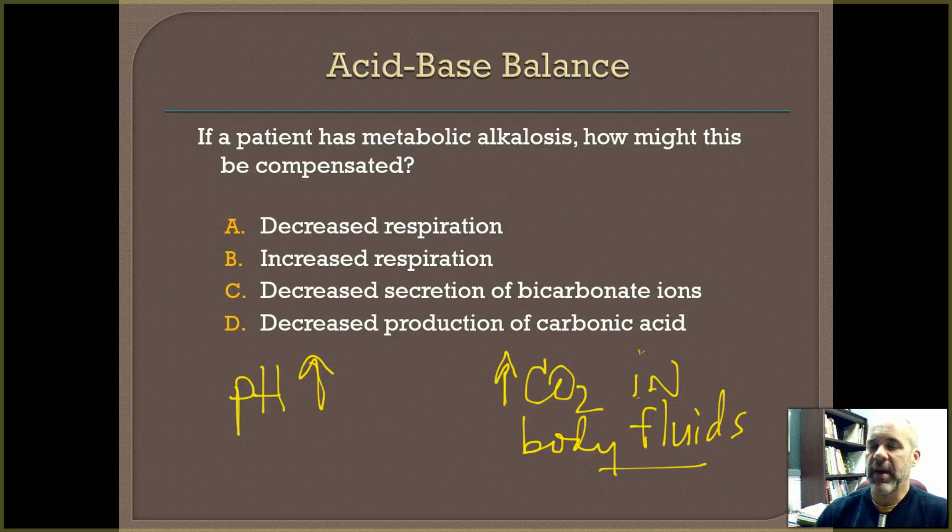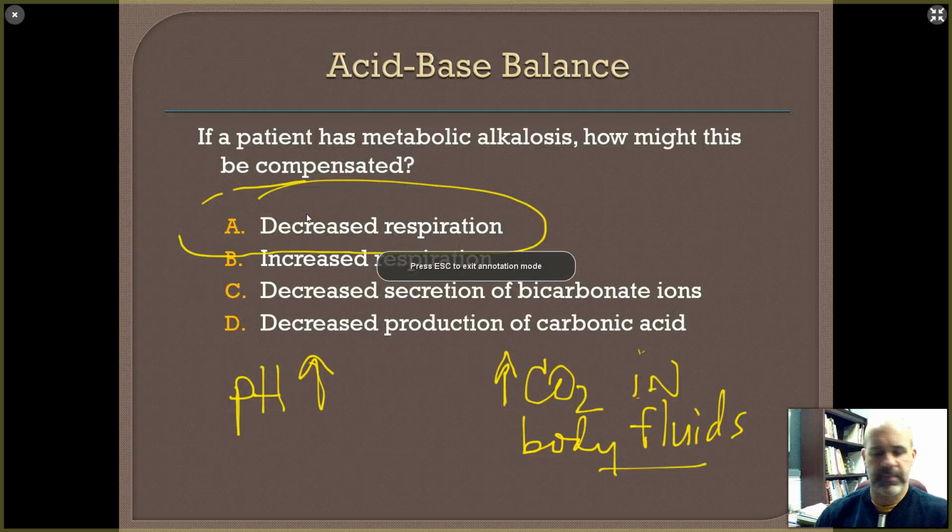So then we're thinking about the respiratory system. How does the respiratory system make an adjustment so that we retain more CO2 in the body? We don't breathe it out. We need to, hopefully you're thinking, decrease respiration. So you're going to lower your breathing rate and depth. That will leave more CO2 in your body fluids, in your bloodstream, which hopefully will help lower pH.